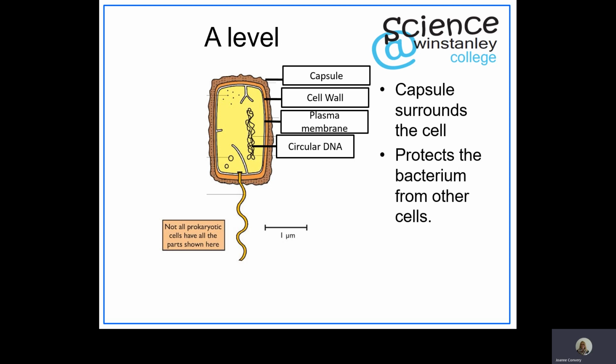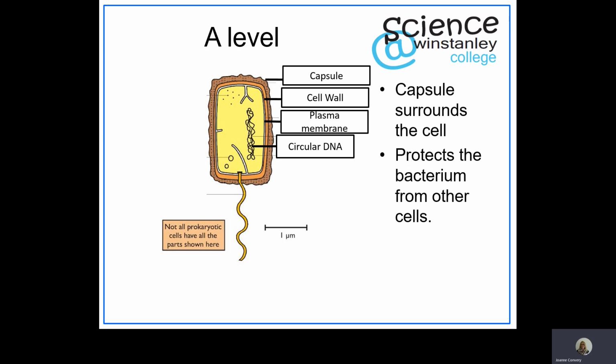Now, surrounding that cell wall, we can also have what we call a capsule. The capsule surrounds the complete cell, and it protects the bacterium both from other cells and from dehydration if it was found on a surface and exposed for large proportions of time. So it's a protective layer. In some textbooks it is referred to as a slime layer because it's a slimy capsule. It's the chemicals that make it up that give it that texture and those properties. Again, a really important feature of our prokaryotic cell.